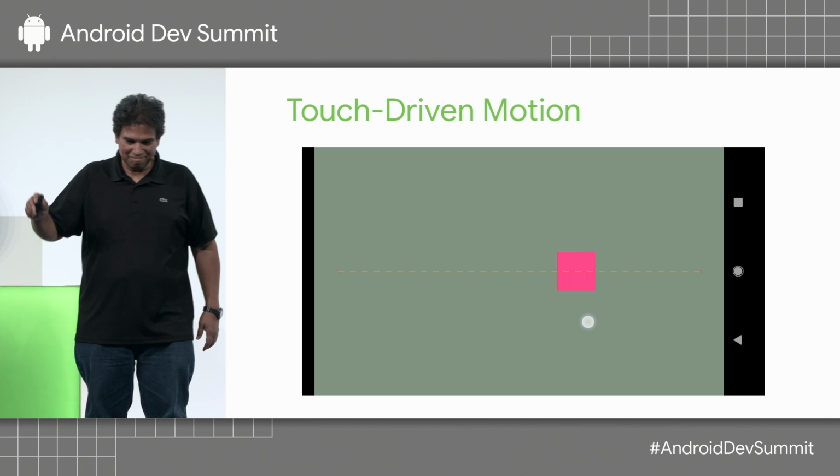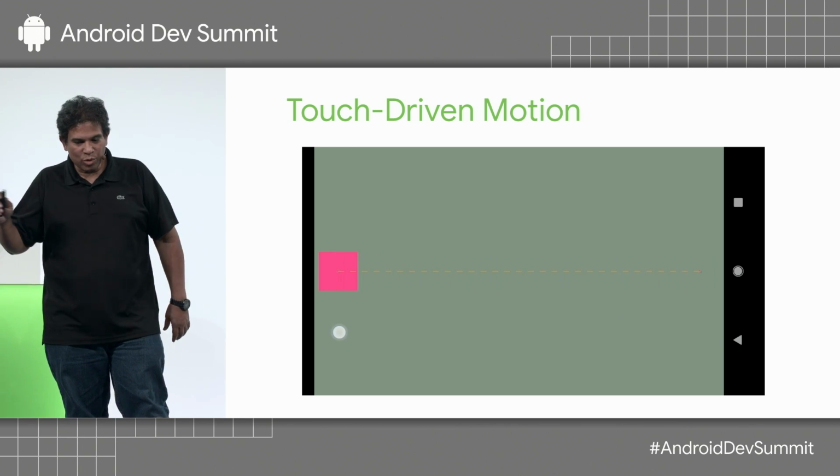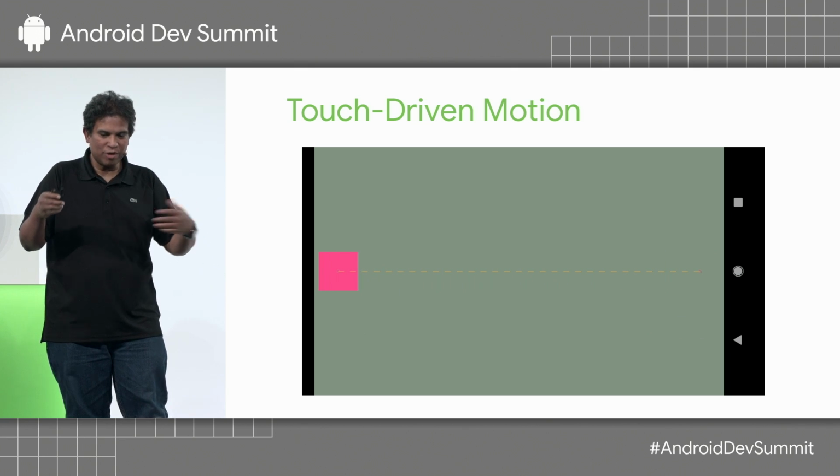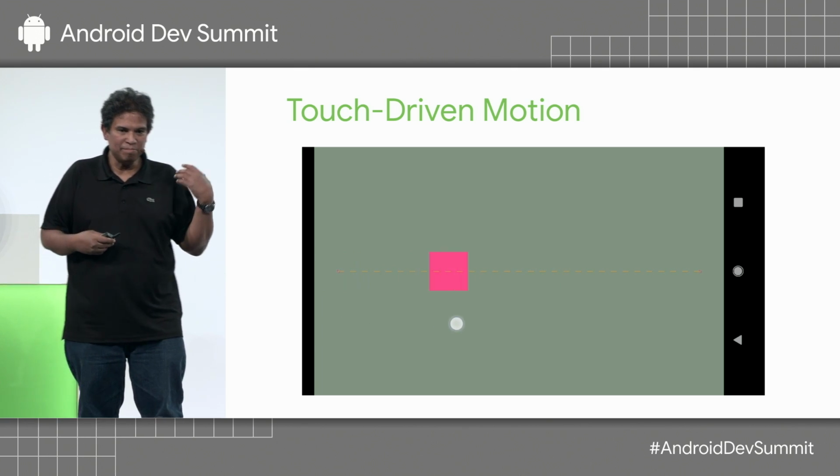So the first thing, you can drive our stuff with touch. Essentially, it will handle swipes. If you flick, it will go across quickly. It understands the velocity and manages that.